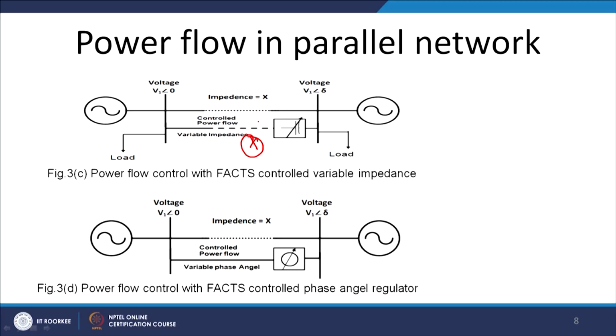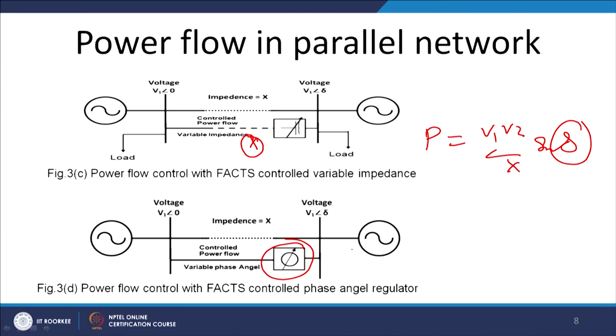Now in the same way, instead of controlling the impedance, as we know that P equals V1 V2 by X into sine delta, we can change delta, and this is called a power angle regulator. This works better when the power angle is very low, less than 30 degrees, something like that. Then, by changing the delta, we can also control the power flow x through this FACTS controlled line, and ultimately the other part will carry 1 minus x amount of the power.